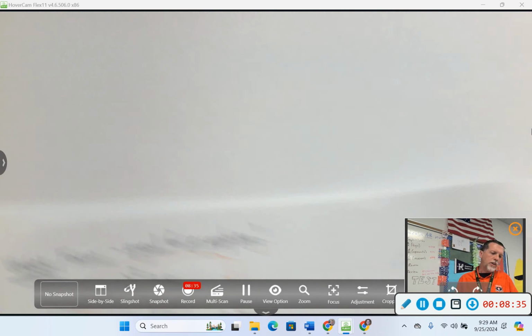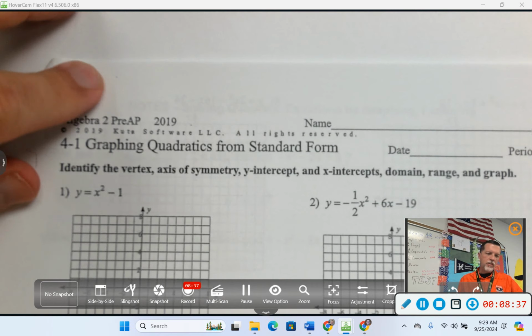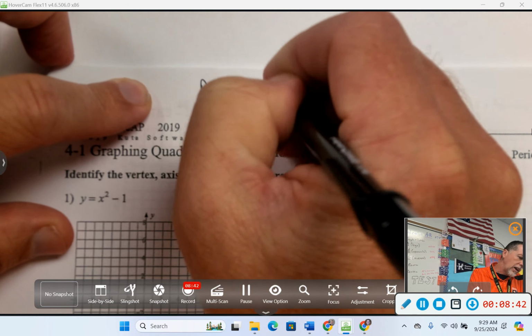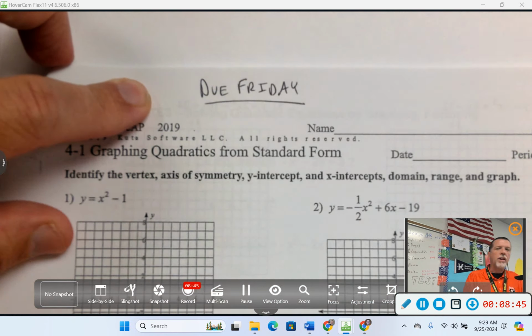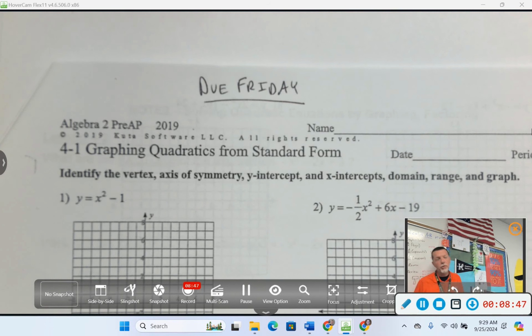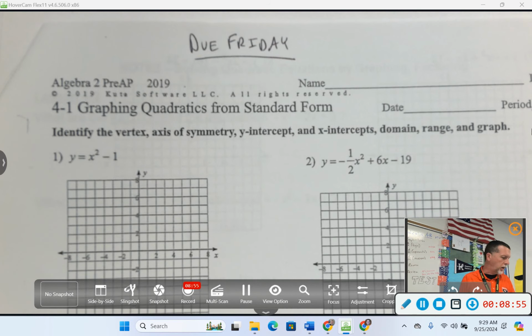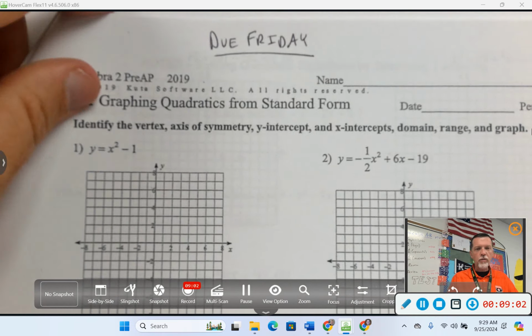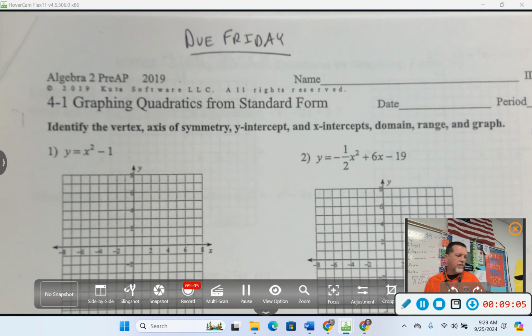Okay, let's do a few together. So turn the page to this worksheet. This worksheet is also due Friday. Again, I'm going to do 3 with you, and then you guys kind of work together and hopefully finish before you leave. That's my hope anyway. Let's skip ahead to number 6. Oh, I guess let's read the directions first. Identify the vertex, axis of symmetry, y-intercept, x-intercepts, domain, range, and graph.